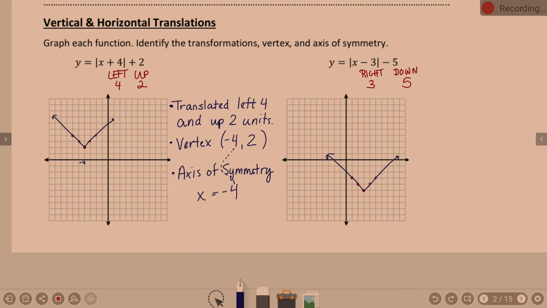Okay, what else did we need? Identify the transformations. Put it in words. What were my transformations here that we just did? Lucy? Inside the right 3 and 1. Sounds good to me. Translated right 3 and down 5 units. Good wording.